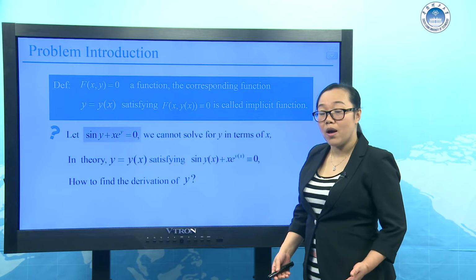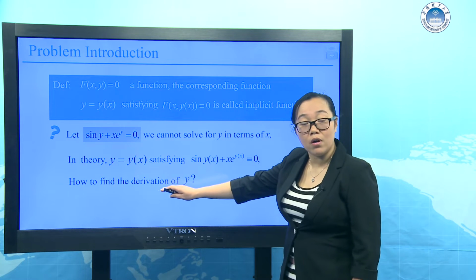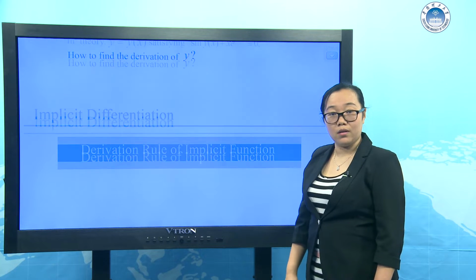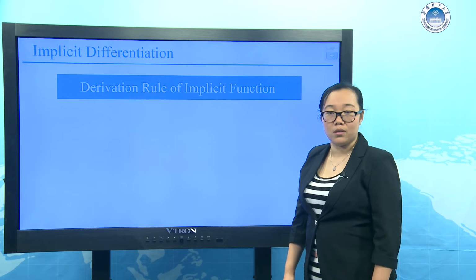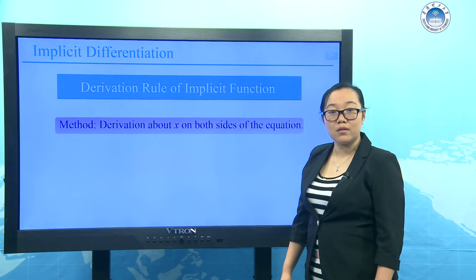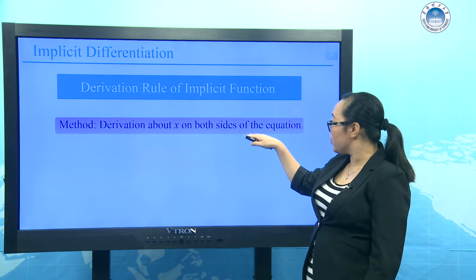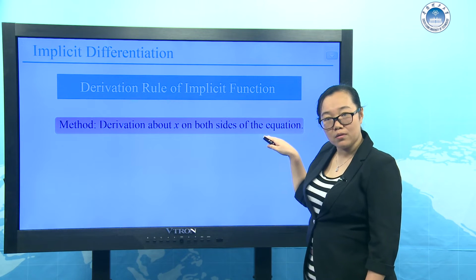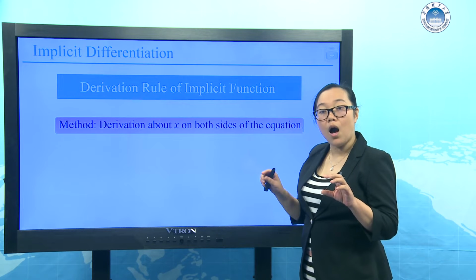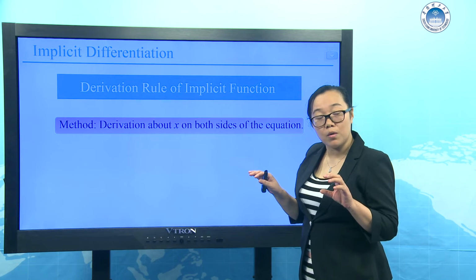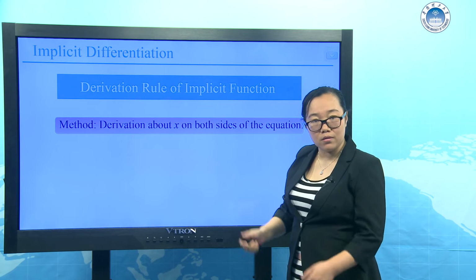Of course, you ask yourself the question: how do we find the derivative of y? Now look at the derivation rule of the implicit function. The method is to differentiate with respect to x on both sides of the given equation. The equation is given, so do the same computation on both sides. What computation? Differentiation with respect to x on both sides.